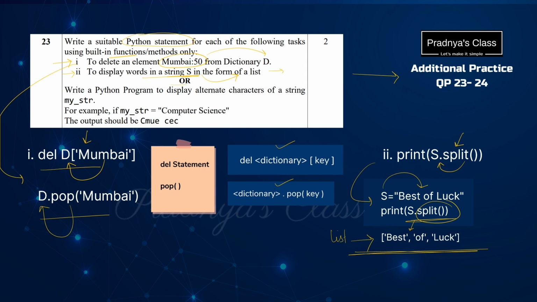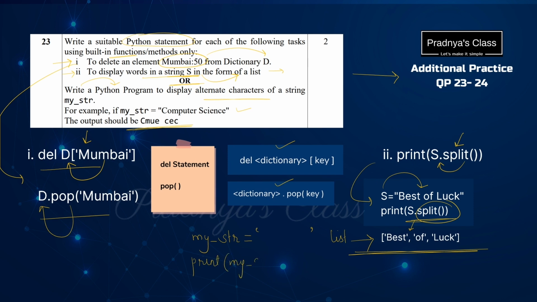Look at the OR part of this. We need to print the alternate characters of the string. Here is the string and to print alternate characters we will be using slicing. The question says that we have to write a Python program. So first of all we should initialize the string. So the name of the string is mystr and the content is computer science. In the next statement we will be using print function and applying slicing on that.